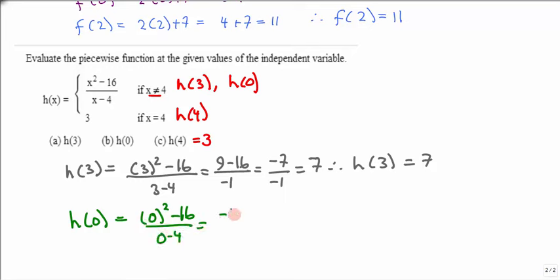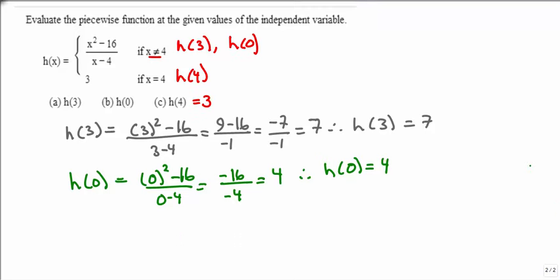So 0 squared is 0. 0 minus 16 is minus 16. 0 minus 4 is a negative 4. Negative divided by a negative is a positive. 16 divided by 4 is 4. Therefore, h of 0 equals 4.